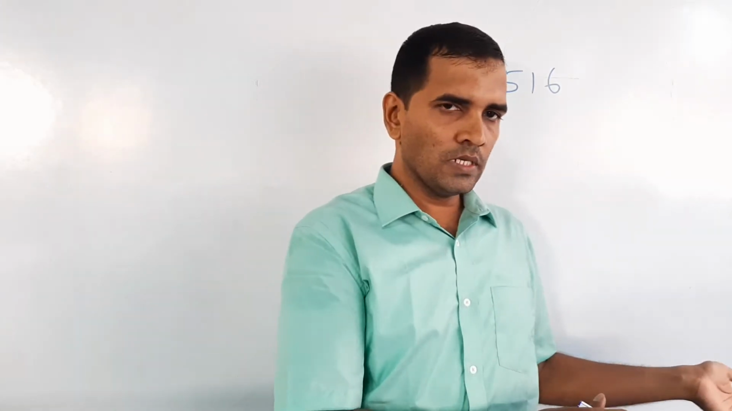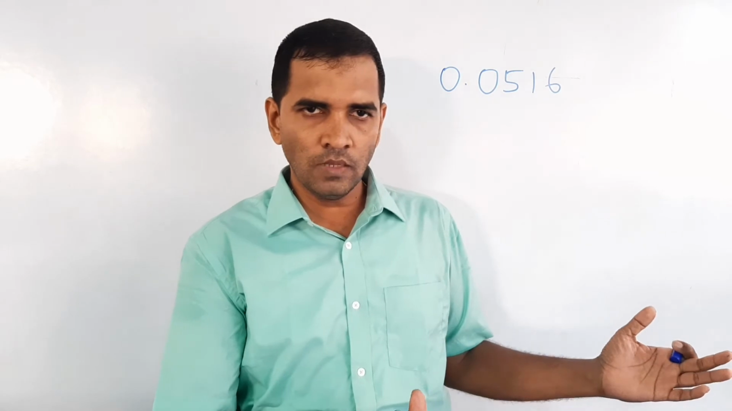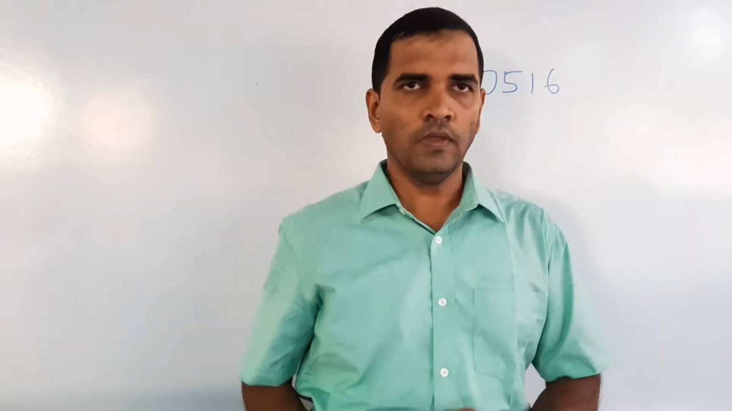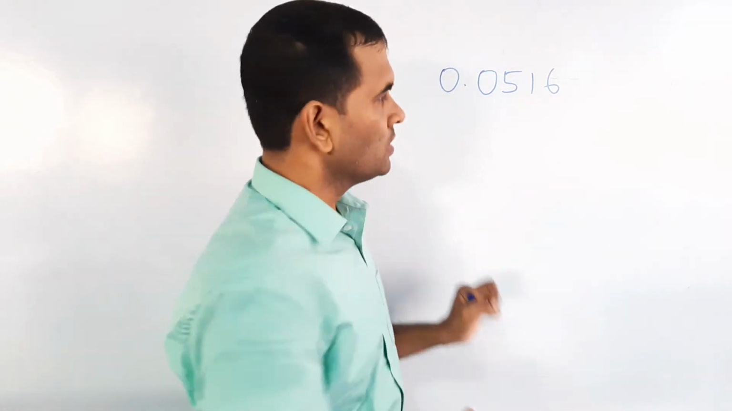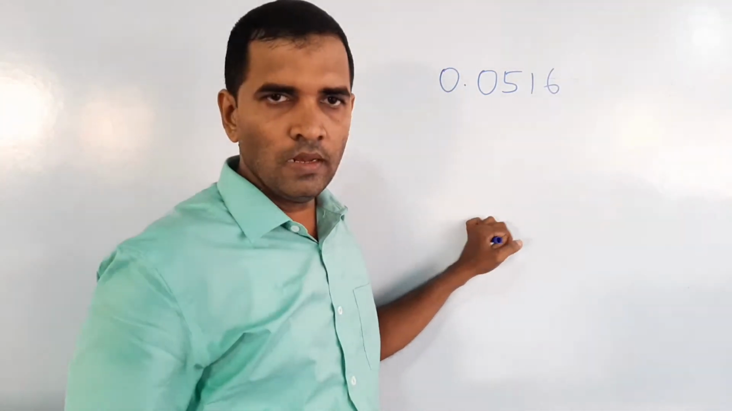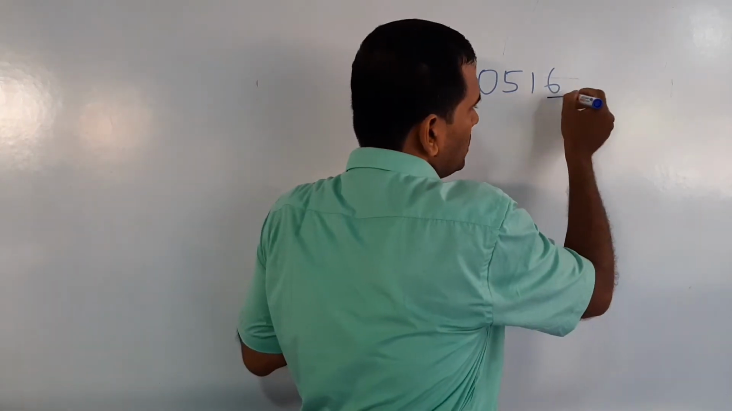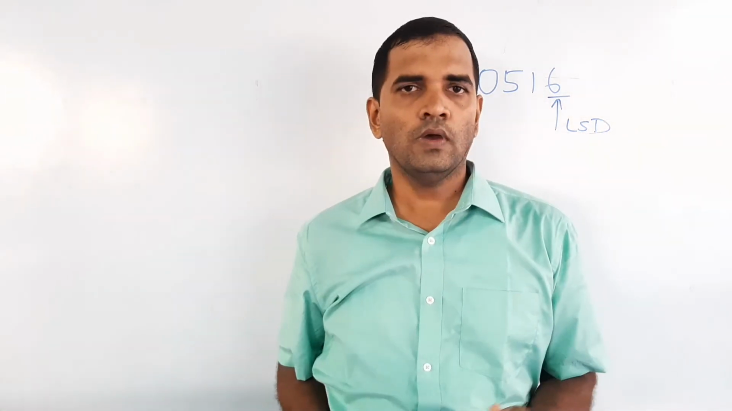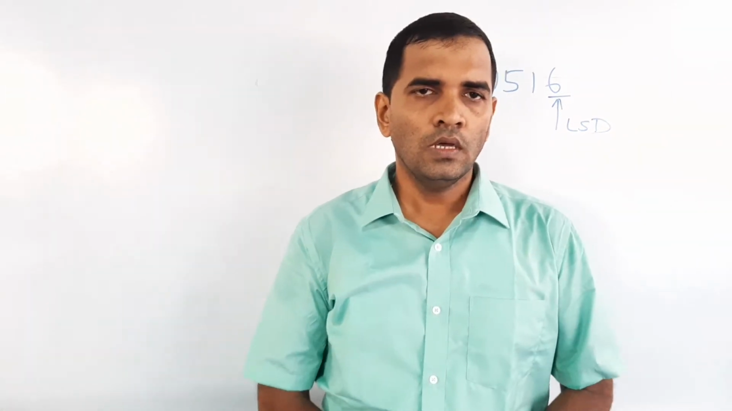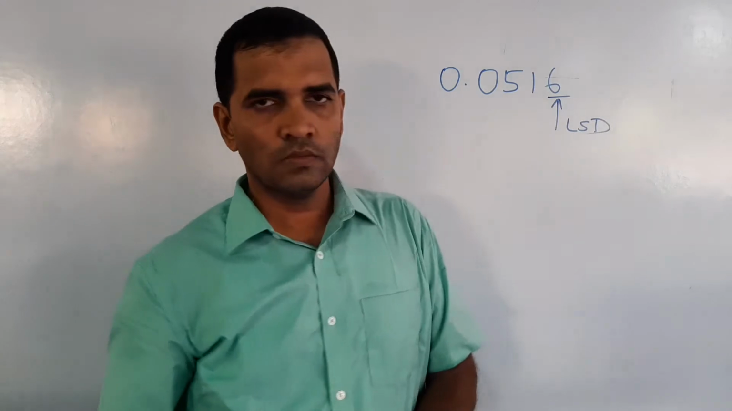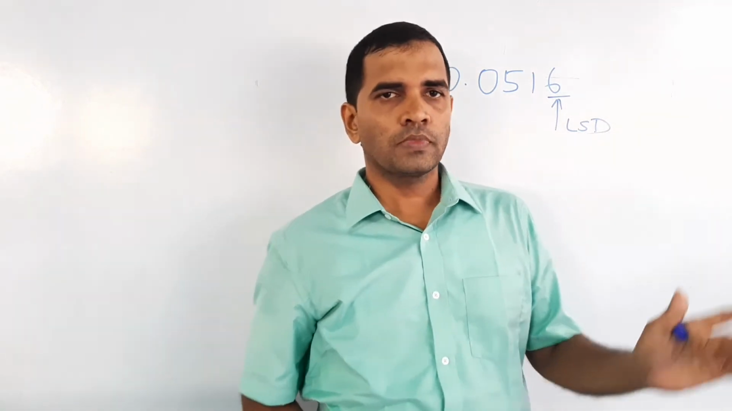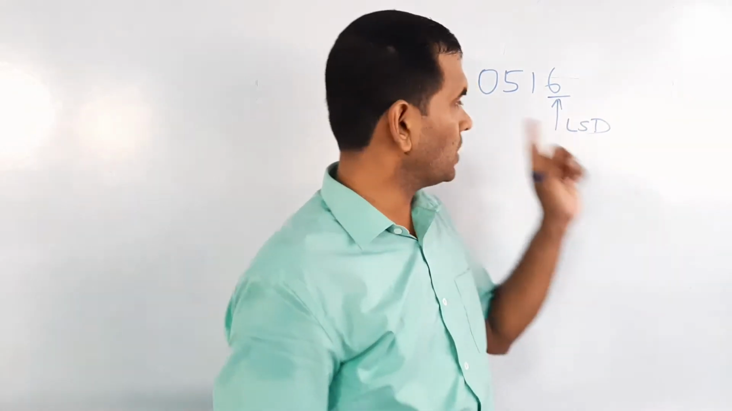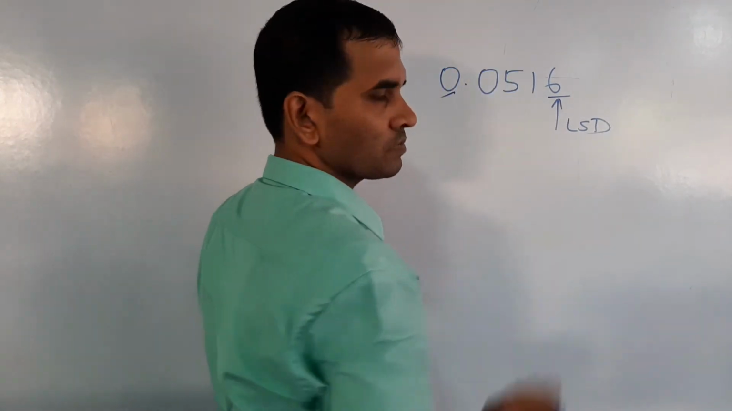In the previous examples, we were not facing any problems with finding MSD, right? But here, there is no difficulty in finding LSD. So the right extreme digit should be LSD. What is the right extreme digit? This is 6. So here it is LSD, because that 6 has a value. So we give importance, right? So that is LSD. So what about MSD? Left extreme digit. According to this example, the left extreme digit would be 0.